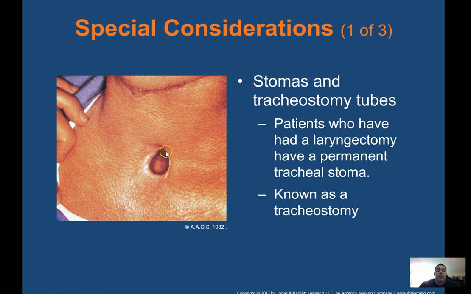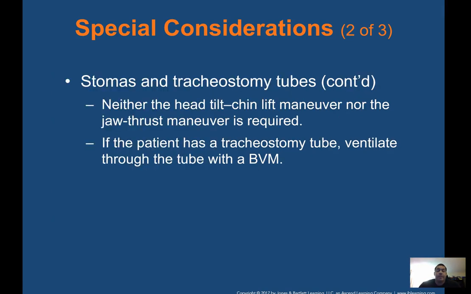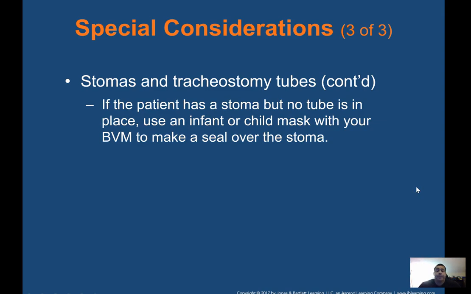So this is a picture of tracheostomy, the front of the airway. Stomas and tracheostomy tubes. Patients who have had a laryngectomy have a permanent tracheal stoma, known as tracheostomy. Neither the head tilt chin lift maneuver nor the jaw thrust maneuver is required. If the patient has a tracheostomy tube, ventilate through the tube with a BVM. So remember, take the mask off, and you can ventilate straight from the BVM to their tracheostomy tube.